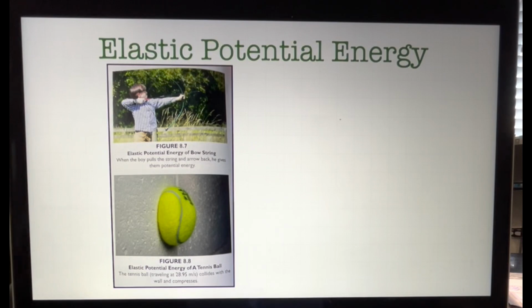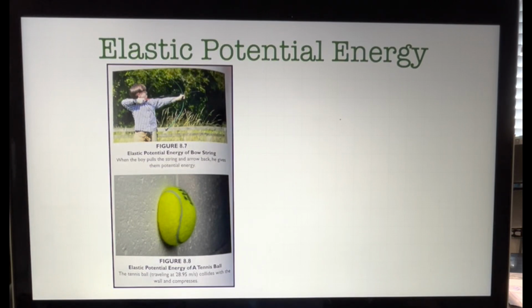Look at this guy over here shooting the bow. The boy has pulled the string back, stretching it. That gives it potential energy. Because the arrow is connected to the string, it also has potential energy. When the boy releases the bowstring, it springs back to its original position. The potential energy of the arrow is converted to kinetic energy as it flies through the air.